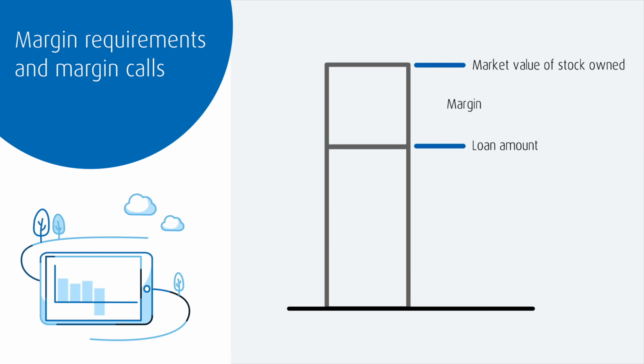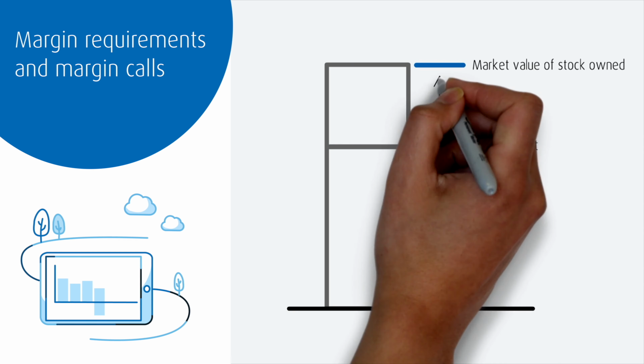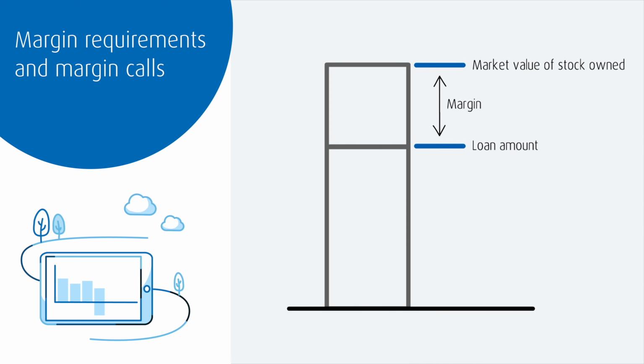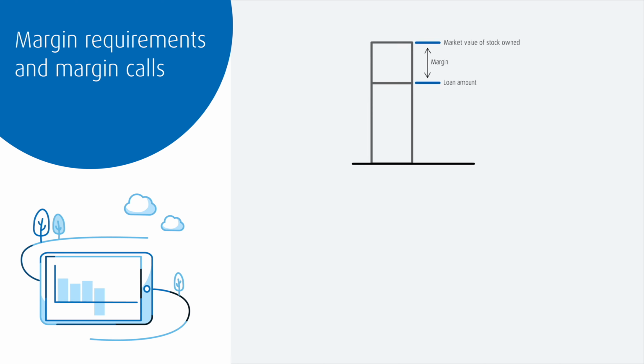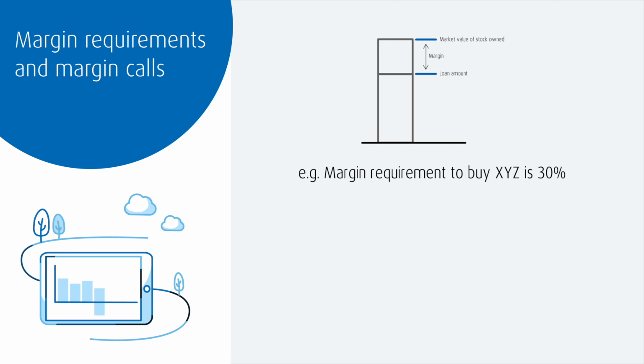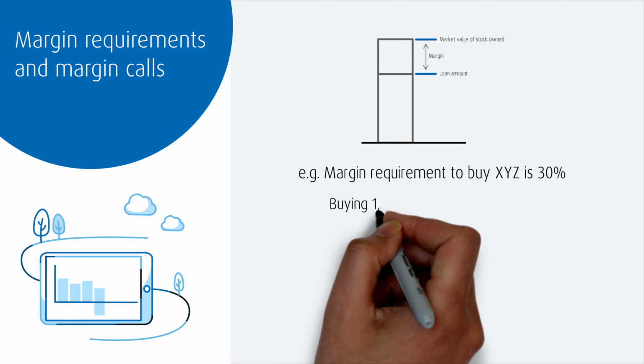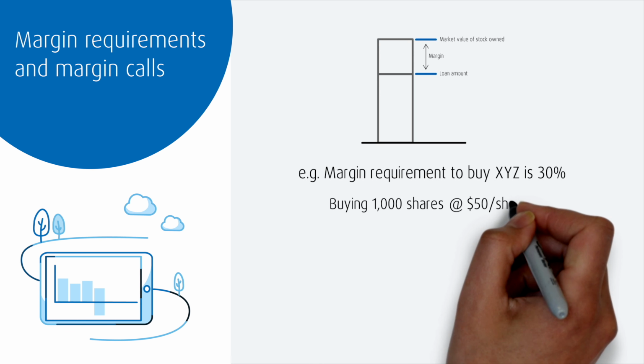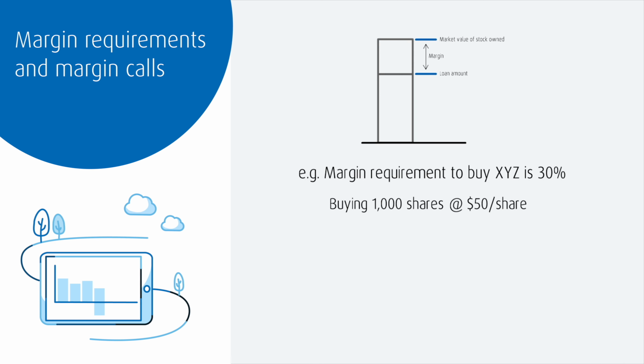Margin, technically, is the difference between the market value of the stock owned and the loan amount. Different securities have different margin requirements. So if the margin requirement for buying stock XYZ is 30%, here's how you would calculate the margin required to buy 1,000 shares of stock XYZ if it's priced at $50 per share.